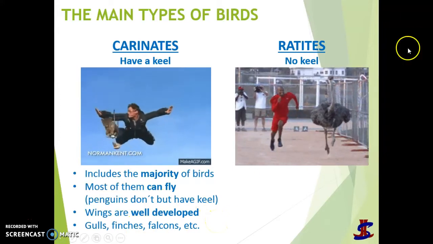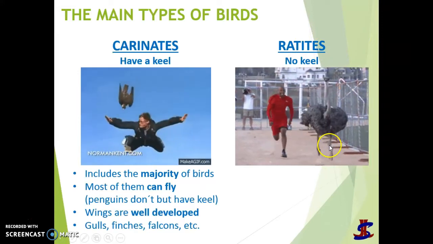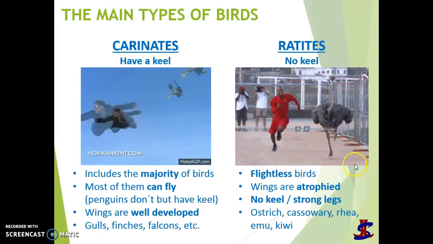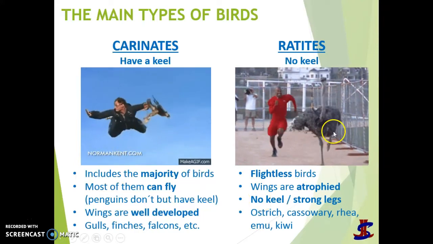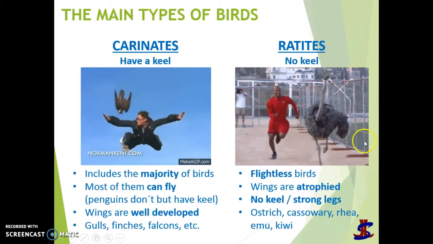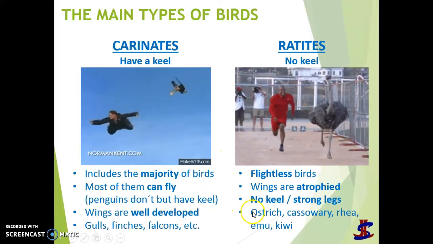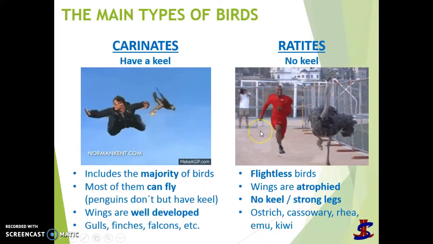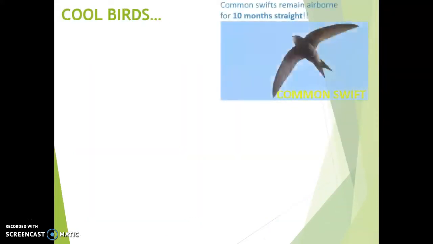Ratites, on the other hand, don't have a keel, but they have strong legs. They cannot fly. Their wings are small, they are atrophied. They don't have a keel, but they have strong legs because they are fast runners. And in here you have a few birds like ostrich, cassowary, rhea, kiwi. Okay? So this is it. Let's go for our cool birds.